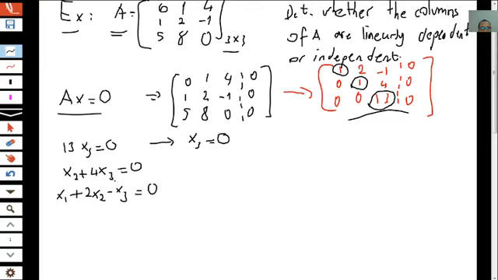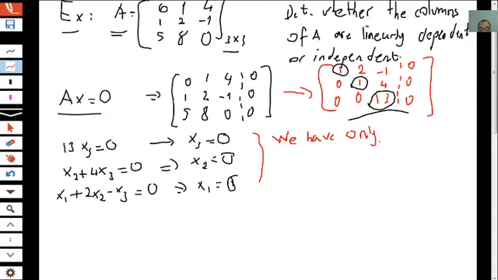You see it clearly. When you write 0 for x3, from this one we get also 0 for x2, and therefore from the third linear equation we have x1 is equal to 0. So here you see we have only the trivial solution, which means that the columns of A are linearly independent.